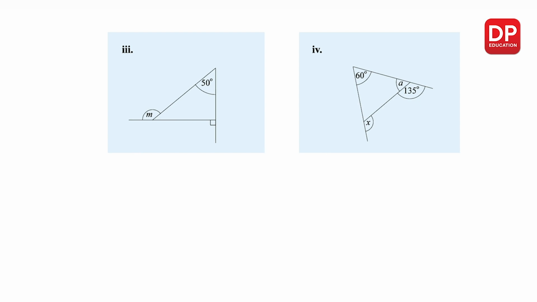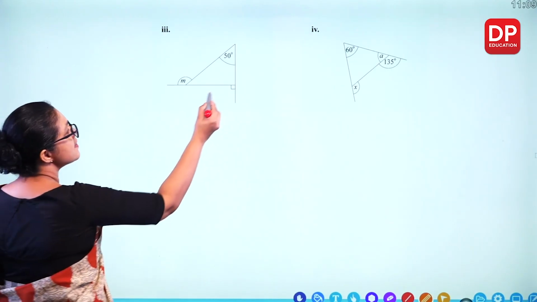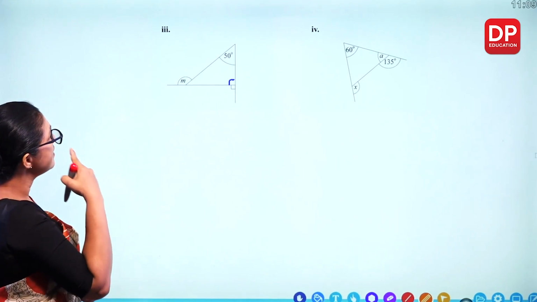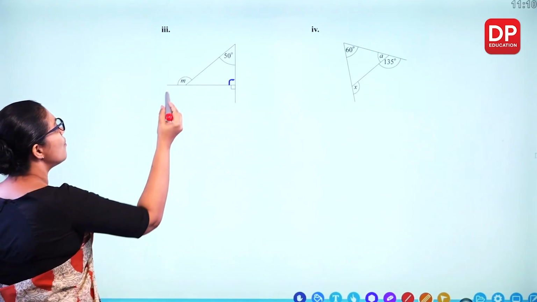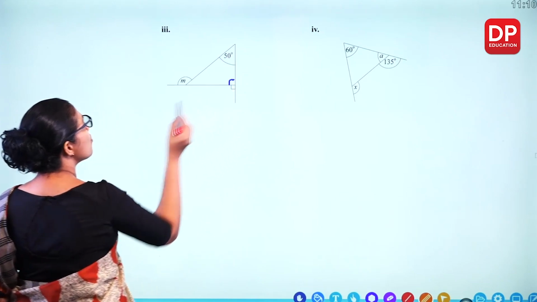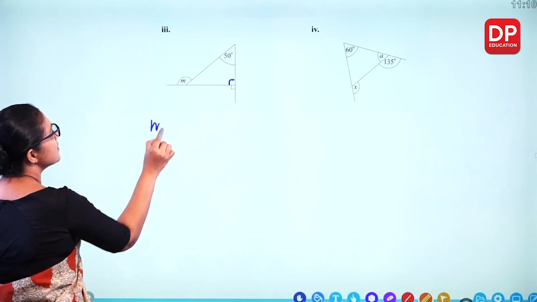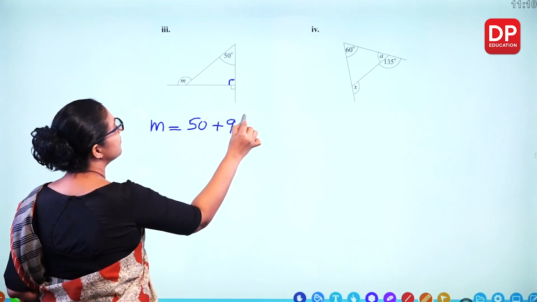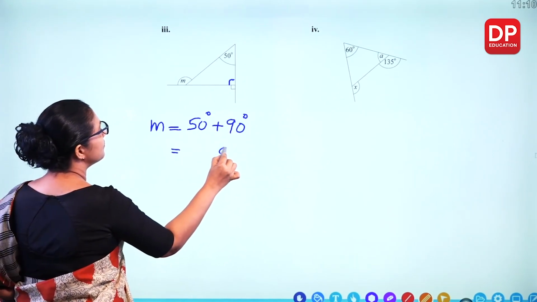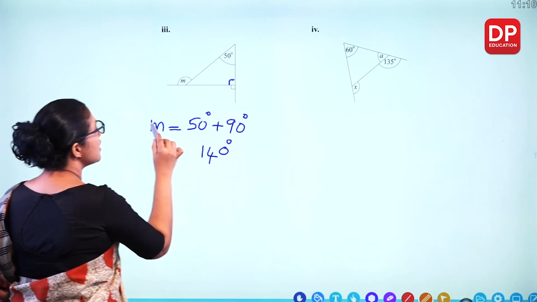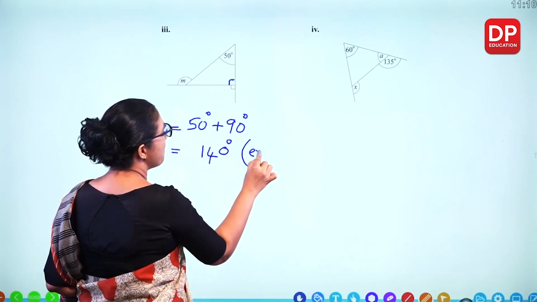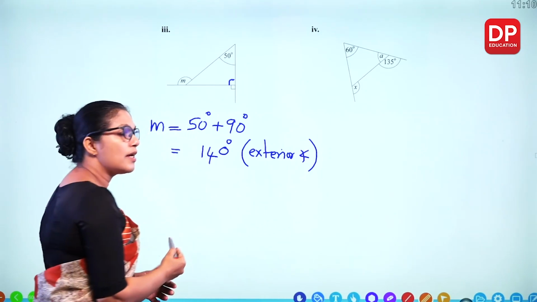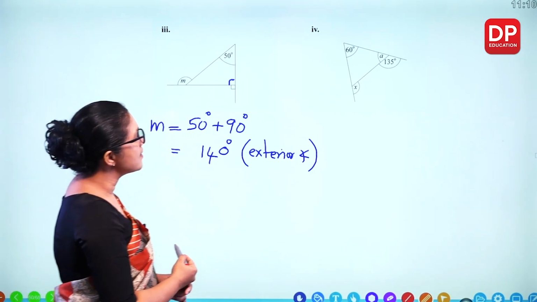This one, this is 90. So this is also 90, straight angle. 90 and 90, 180. Now, this is the exterior angle and these two are the opposite interior angles. So, M is 50 plus 90. So, 140 for M. You can write exterior angle is equal to the sum of opposite interior angles.